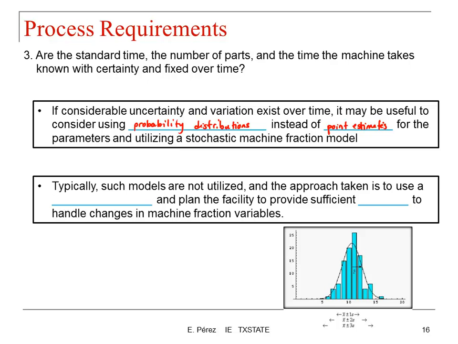So instead of producing 1,000, you might say, oh, the probability of having 1,000 is very small, so I would produce less than that. Okay, and I will use that extra capacity to produce other products. But typically, such models are not used, and the approach taken is to use a deterministic model.